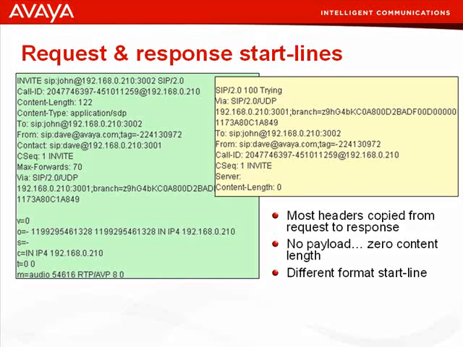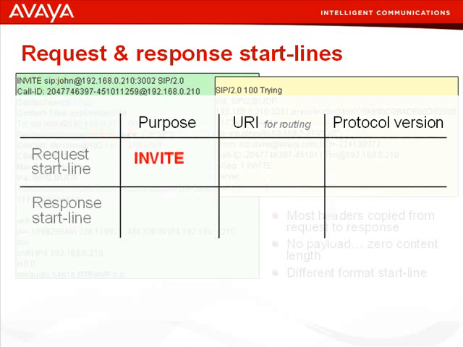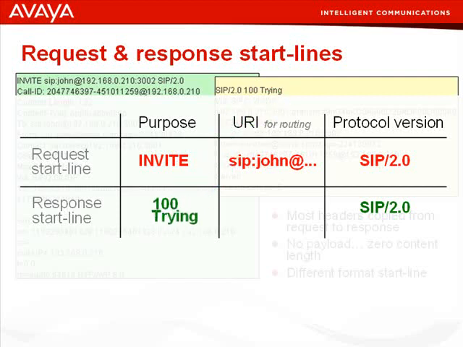Here are the three things that I'm thinking about. The bit that defines the purpose of the message, the bit that provides the routing information for the message, and the bit that provides the protocol version. So, with the request, it's the method type which defines its purpose, the request URI for the routing, and the bit on the end for the protocol version. In the response, however, although in a different order, we now have at the beginning the bit for the protocol version. And for the purpose, we actually have two things, the status code and the reason phrase, meaning that there is no routing information in the response start line.